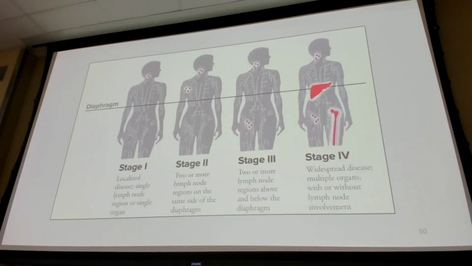Here it is in picture form. So here we go. One group of lymph nodes, one side of the diaphragm, got it. Easy, stage 1. Two on the same side of the diaphragm, stage 2. I have spread on either side of the diaphragm, stage 3, and now I've gone beyond the lymph nodes into some extranodal involvement areas. I'm at stage 4. So we've gone up.